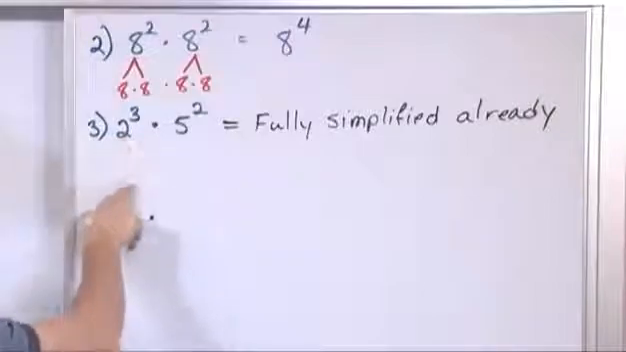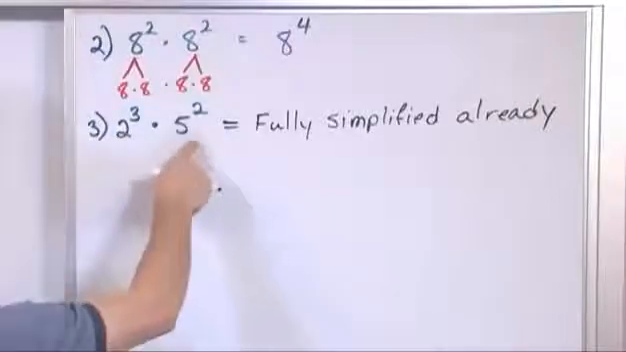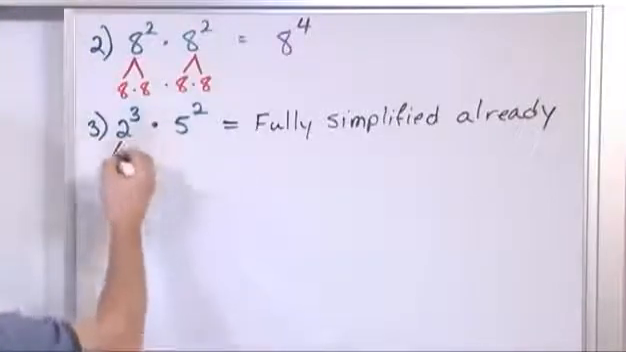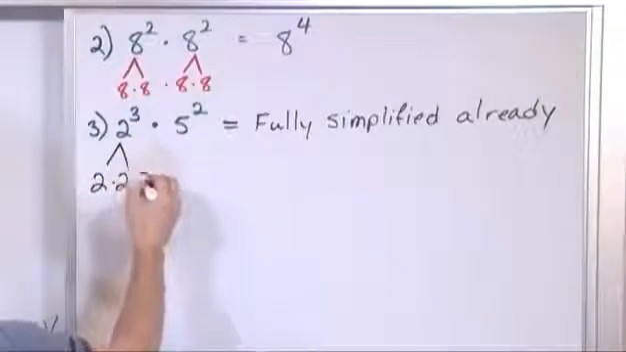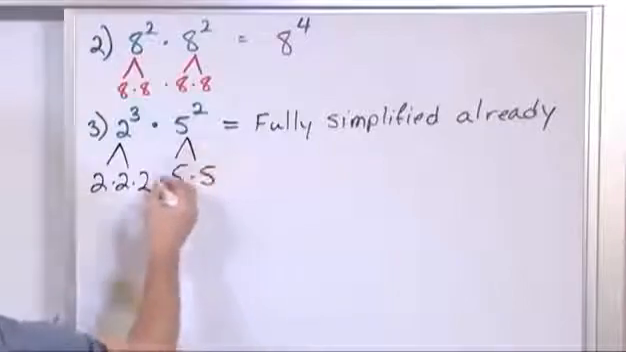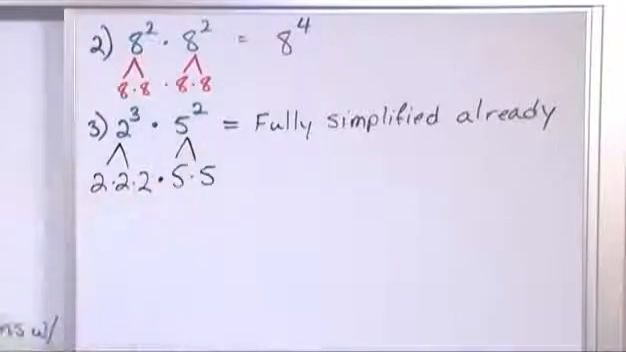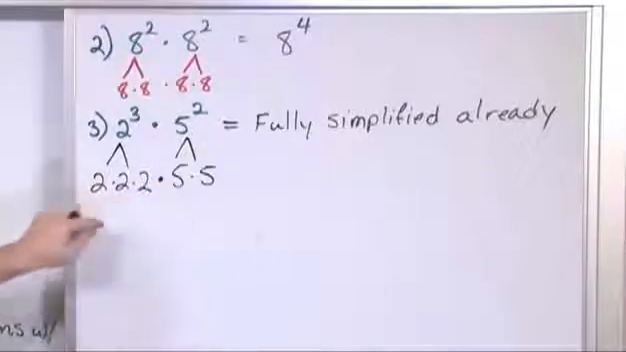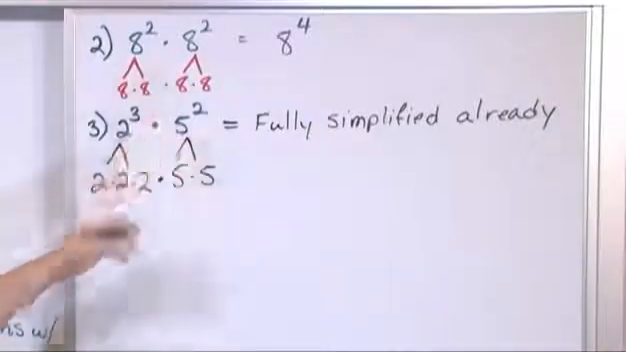This is, if I were to break it out, 2 times 2 times 2. This guy is 5 times 5. So if I wrote this, this would be 2 times 2 times 2 for this guy, and this guy would be 5 times 5. Now they are all multiplied together, but I can't simplify it into one exponent because the bases are different. So I can't just count them all up and add them because they're different.